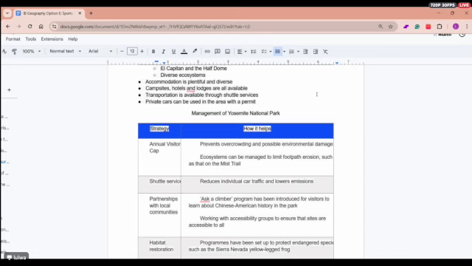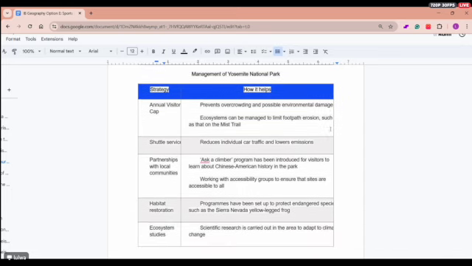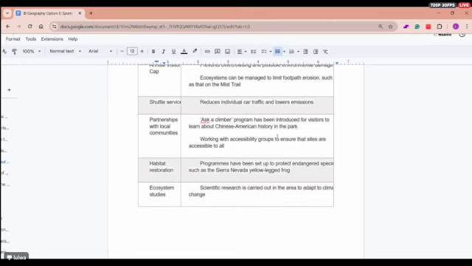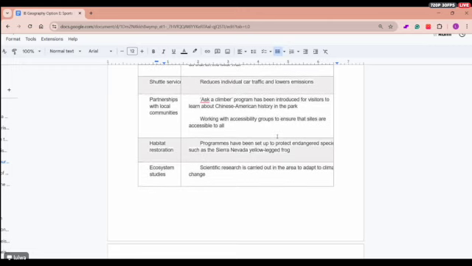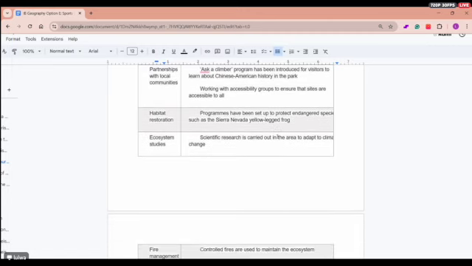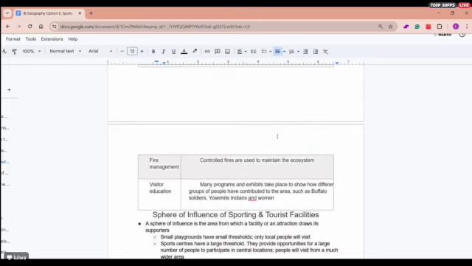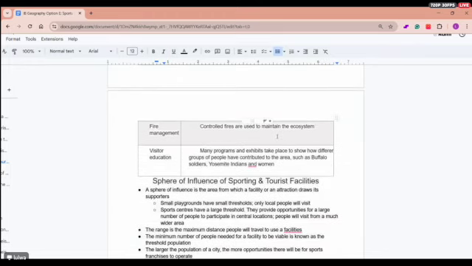So what are the management strategies of Yosemite? So you have an annual visitor capacity, so that prevents overcrowding and possible environmental damage. You have shuttle services, which reduces individual car traffic and lowers emissions. You have partnerships to ensure that the sites are accessible to everyone. You have habitat restoration. You have ecosystem studies, where scientific research is carried out. You have fire management, and you have visitor education, where many programs and exhibits take place to show how different groups of people have contributed to the area.